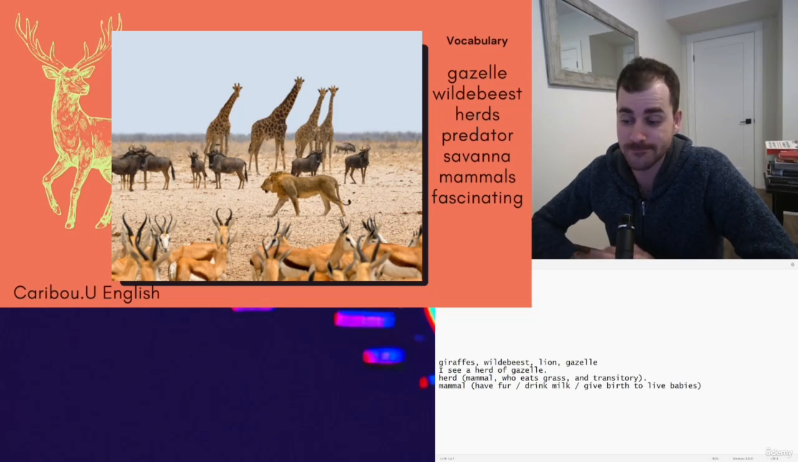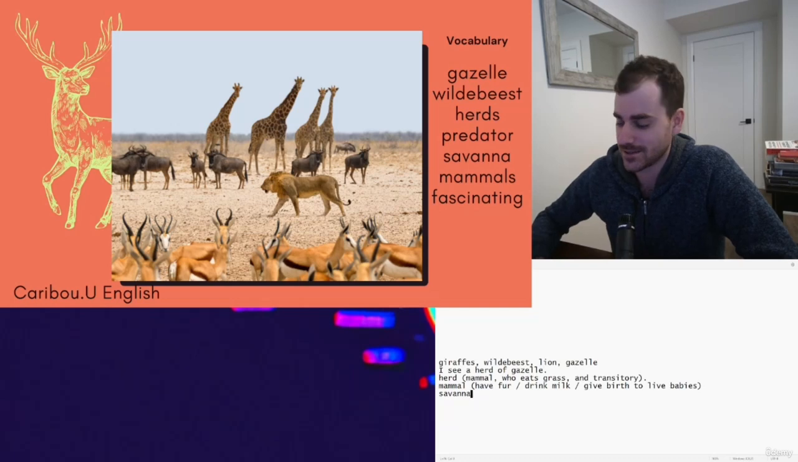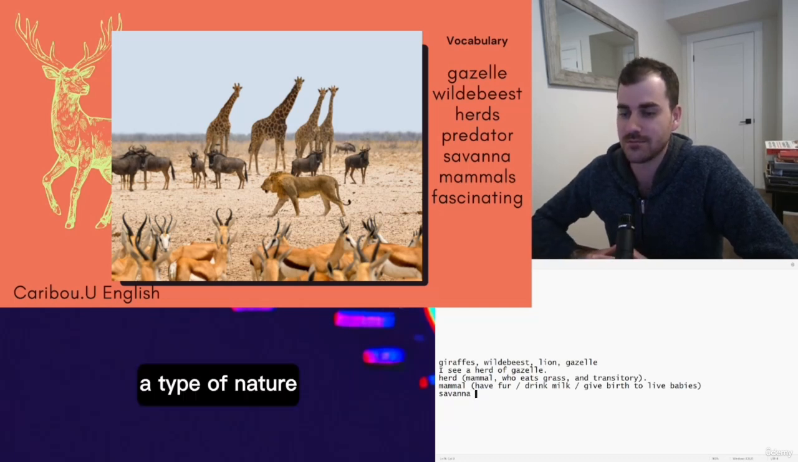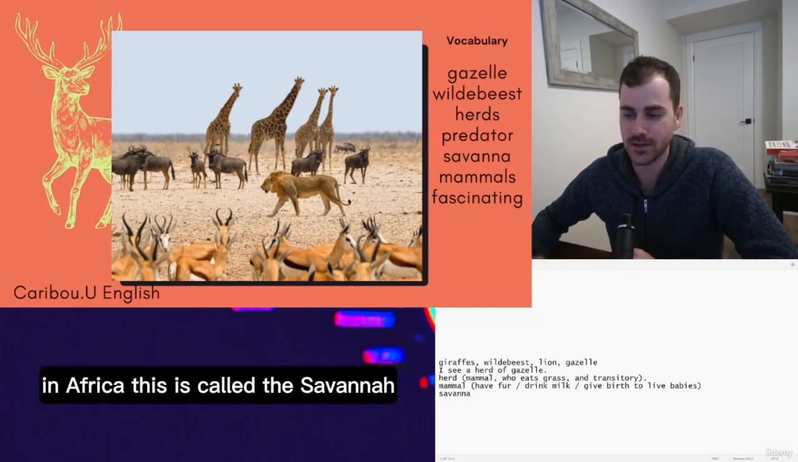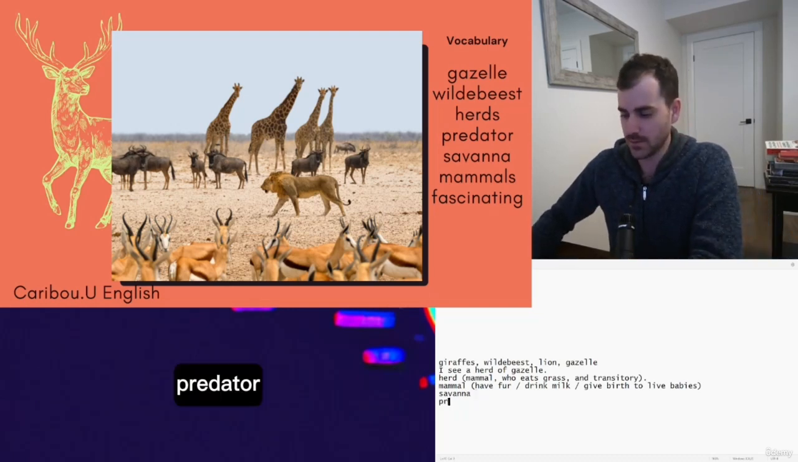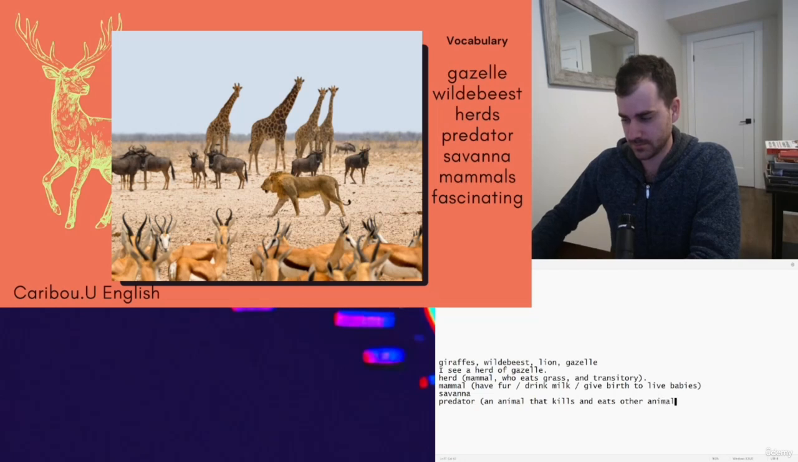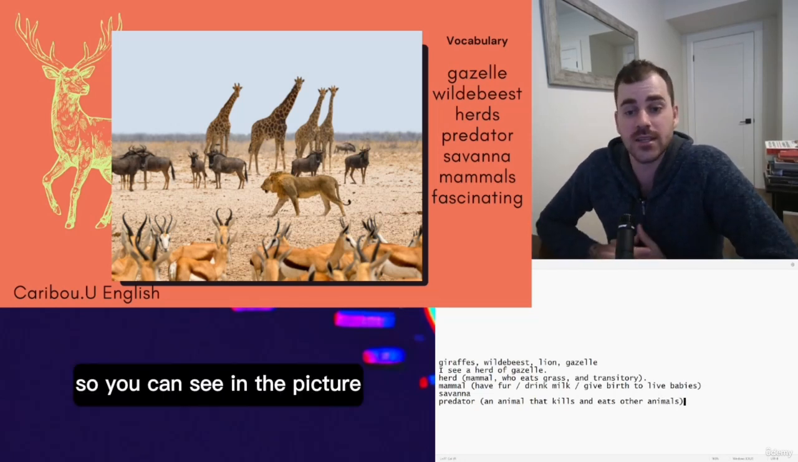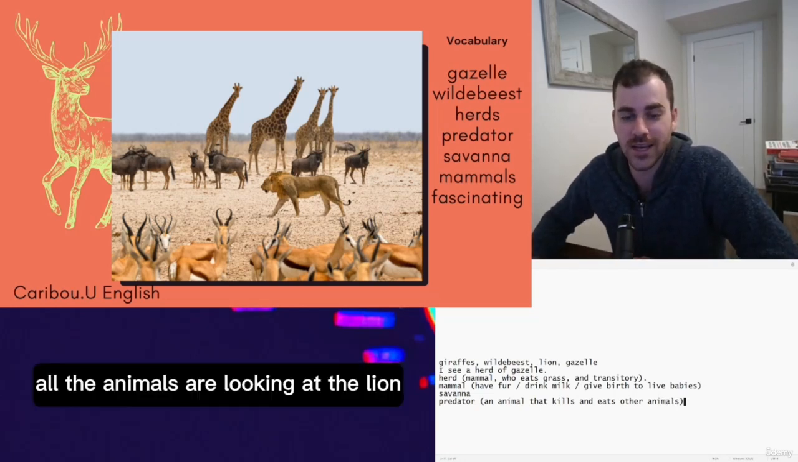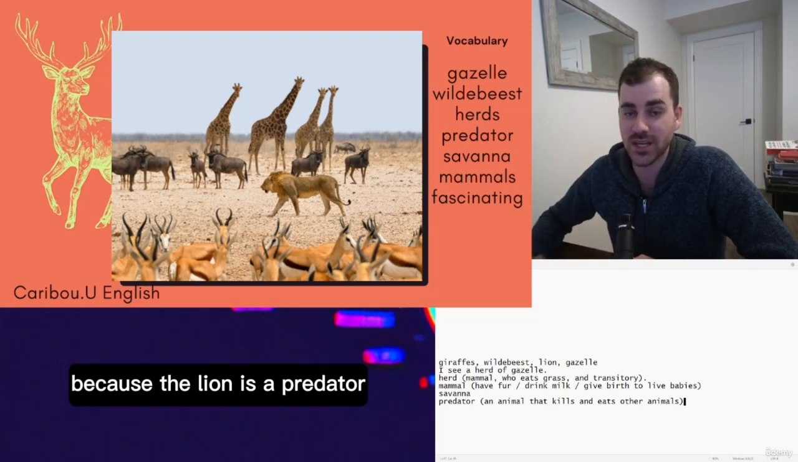Where do they live? In the savanna. So that is a type of nature in Africa. This is called the savanna. Predator. An animal that kills and eats other animals. So you can see in the picture, all the animals are looking at the lion. They're looking at the lion because the lion is a predator.